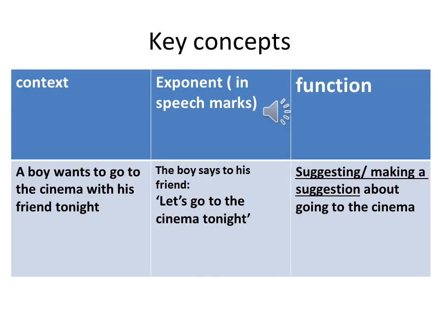Key concepts. We have a table divided into context, exponent in speech marks, and function. The context: a boy wants to go to the cinema with his friend tonight. The exponent: the boy says to his friend, "Let's go to the cinema tonight." Function: suggesting, making a suggestion about going to the cinema.